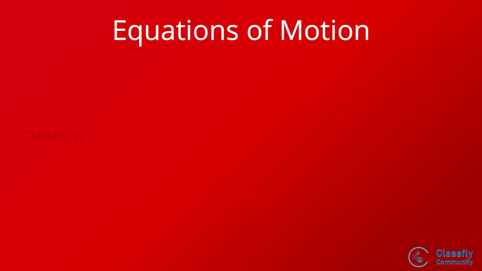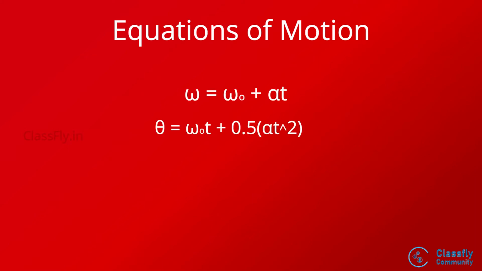As we have studied in the previous chapter about the equations of motion in a straight line, similarly we have equations of motion for curvilinear motion of particles, and they are given by omega is equal to omega naught plus alpha t, theta is equal to omega naught t plus half into alpha t square, and omega square minus omega naught square is equal to 2 alpha into theta.